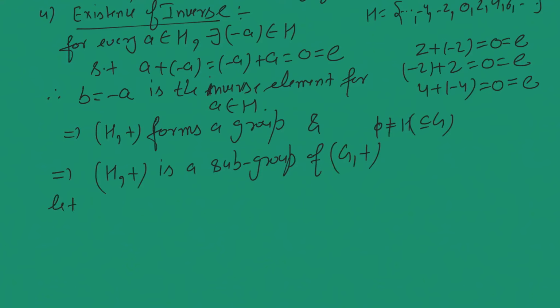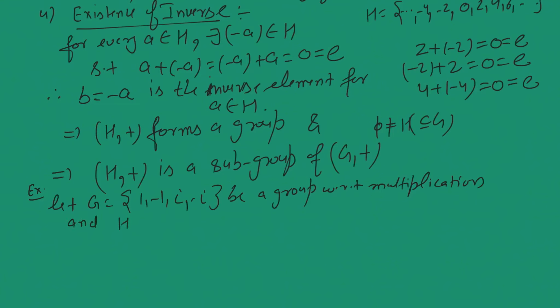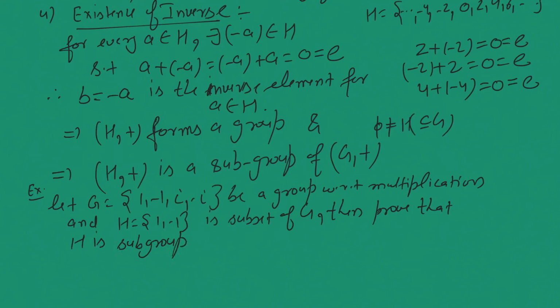Let this be the exercise. Let G equal to 1, minus 1, iota, minus iota be a group with respect to multiplication, and H equal to 1, minus 1 is a subset of G, then prove that H is a subgroup of G. This is an important question.